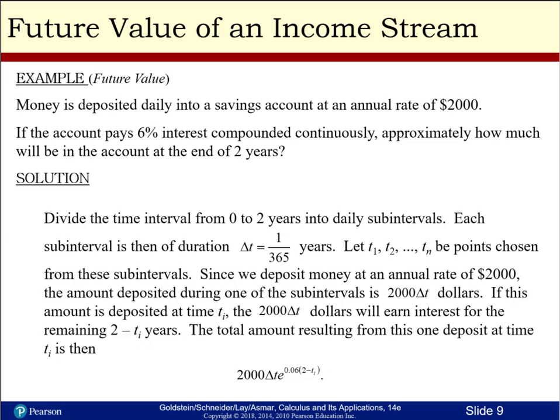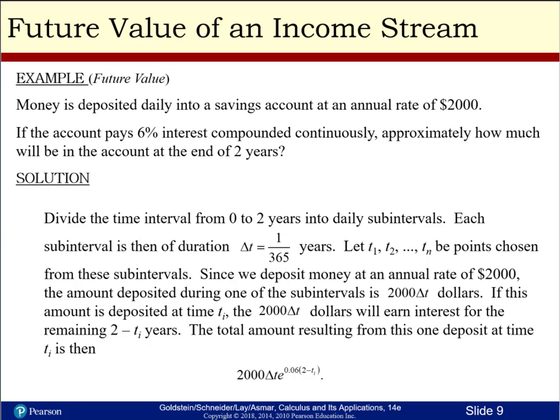Each subinterval is the duration of a day, so that's 1 over 365 years. That's what our delta t is. So we've got all of these t points that we're putting in money in. So we're going to call them T1, T2, all the way to TN at the end of 2 years. Since we deposit money at an annual rate of $2,000, the amount deposited during one of those subintervals is 2,000 times 1 over 365, or 2,000 times delta T.